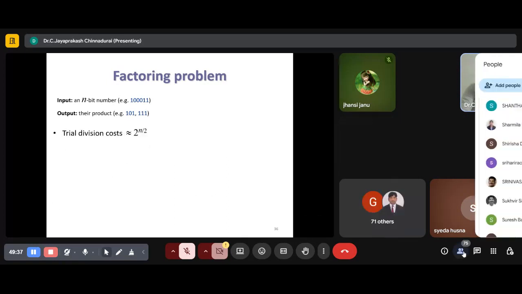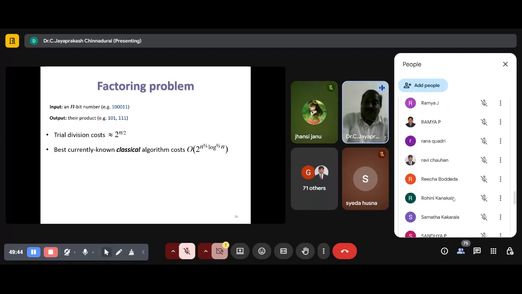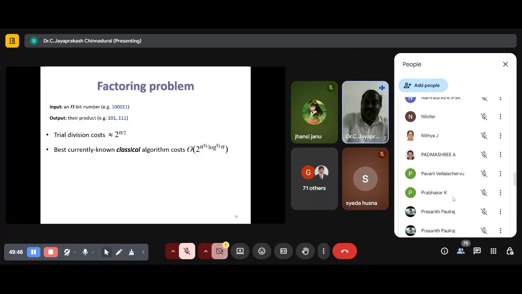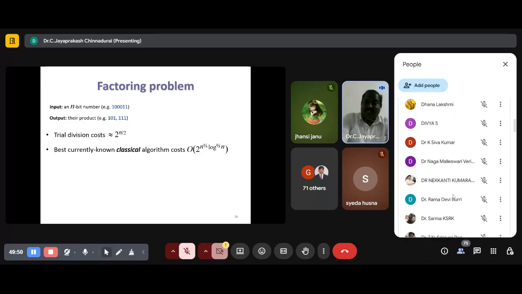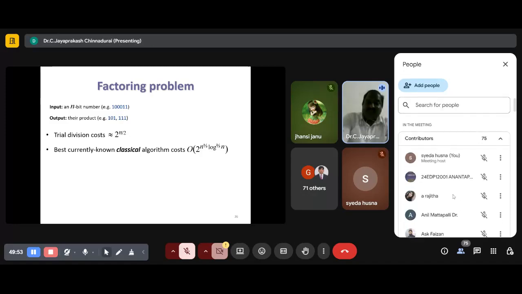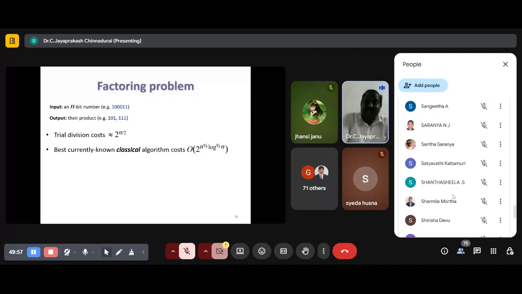10111. The trial division cost is 2 to the power of n by 2, the currently known classical algorithm. See this, O of 2 to the n power 1 by 3 log of 2 by n by 3 n. So it is very tough to go with a classical system when we have an input such as 100011, and we want to find out what combinations give this number.